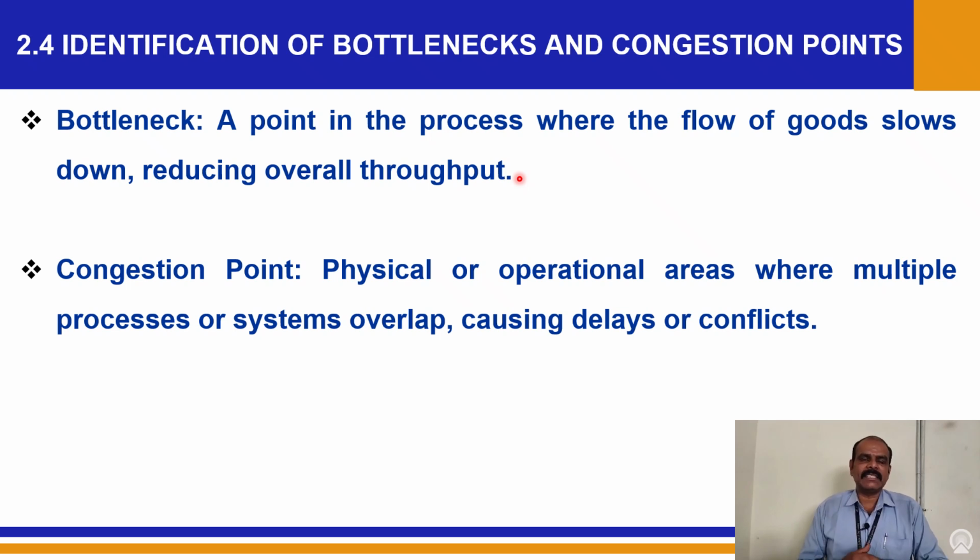Okay. The next is congestion point: physical or operational areas where multiple processes or systems overlap, causing delays and conflict. To understand simply, orders have been picked. Let me put it simply, say 5 orders are waiting. Now packing is taking a good amount of time for want of some packing materials, or because of lack of labor, something like that. Now this is a congestion point. Bottleneck means the entire flow will be disrupted. Congestion point means everything is okay, but because of one small activity the entire process couldn't be completed comprehensively. That is called a congestion point.